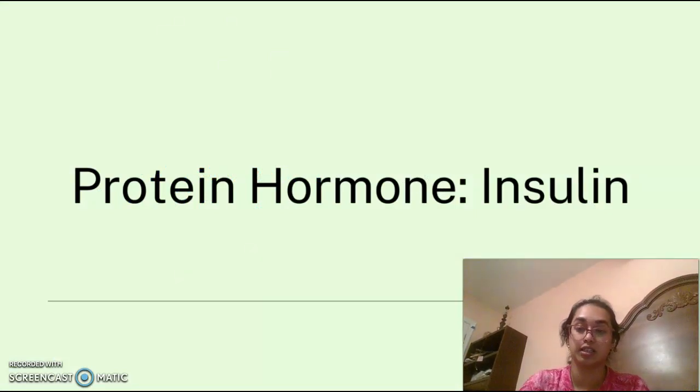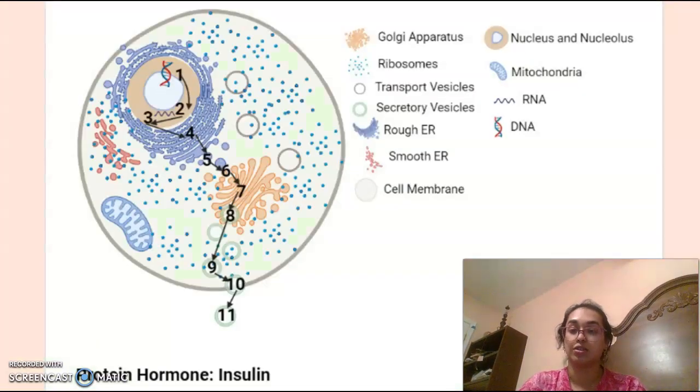Next, I'll be discussing the protein hormone insulin. And so in this image, we are observing insulin synthesis. And so first, DNA for insulin is created on the cell nucleus of chromosome 11. Then the DNA is transcribed into RNA and then translated to mRNA and prepared for transport.